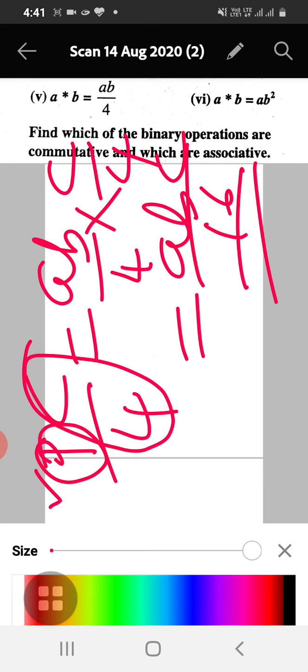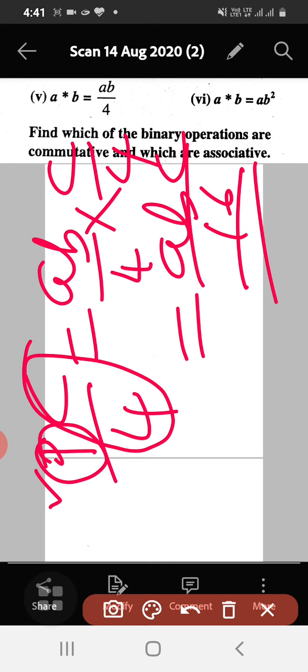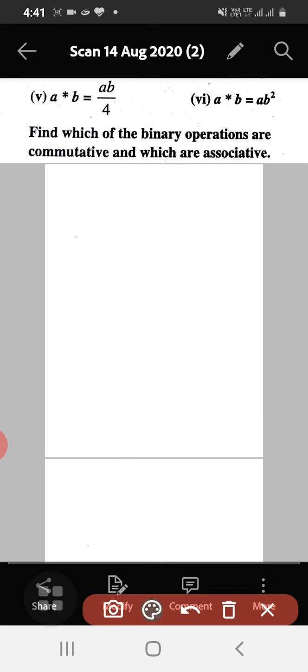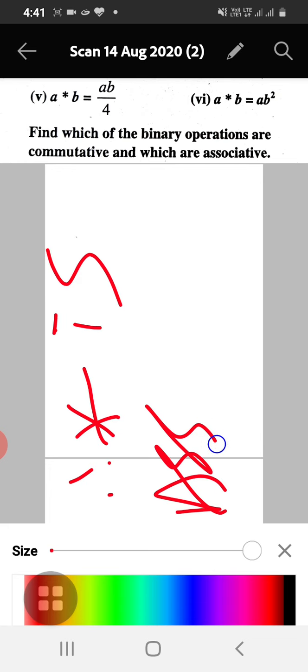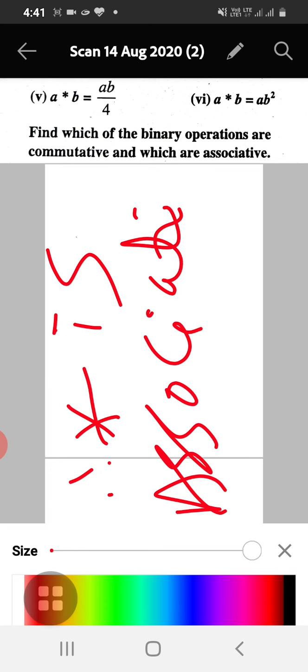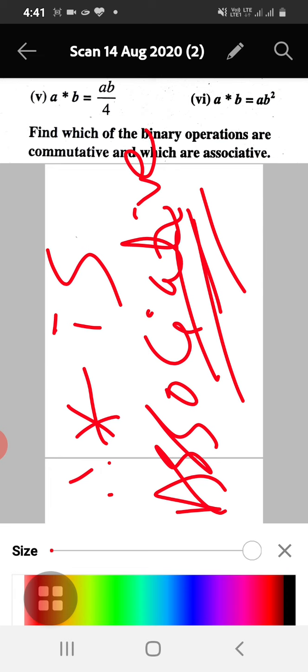So what does it say? Therefore star is associative. This is a 2 marks problem. They will ask any one property, either commutative or associative, and in most cases they will ask the associative property. So this is very important. I have solved this fifth one. This is commutative and associative.